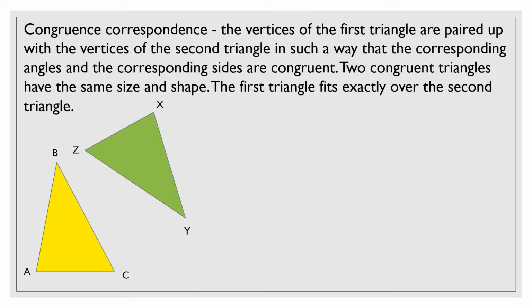Now, congruence correspondence. The vertices of the first triangle are paired up with the vertices of the second triangle in such a way that the corresponding angles and the corresponding sides are congruent. When the corresponding angles and the corresponding sides are congruent, we can say that two triangles are congruent, which have the same size and the same shape, meaning that the first triangle fits exactly over the second triangle.